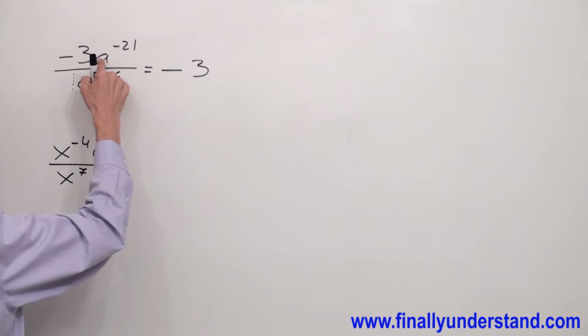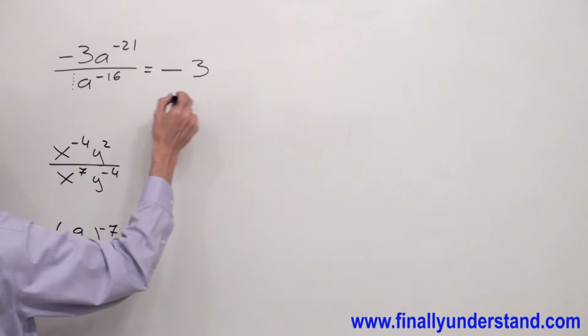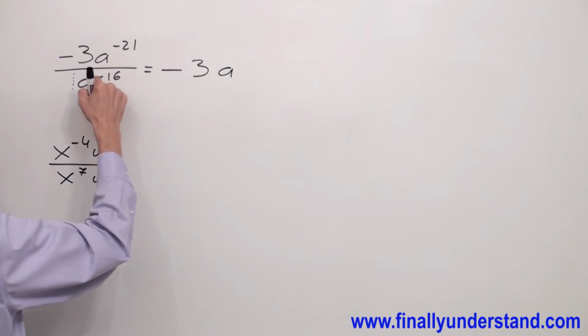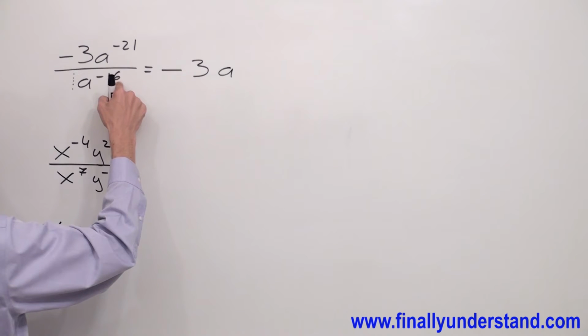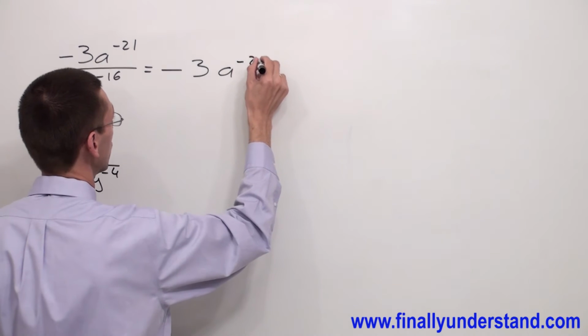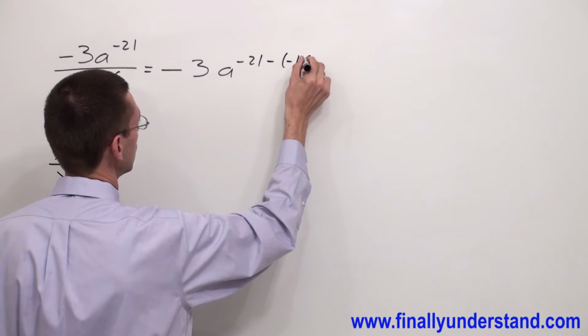Next, I have a and a. This is my base, and the base is the same. That's why I'm going to keep the base. And because I have division, I'm going to subtract the exponents. I'm going to have minus 21 minus negative 16.